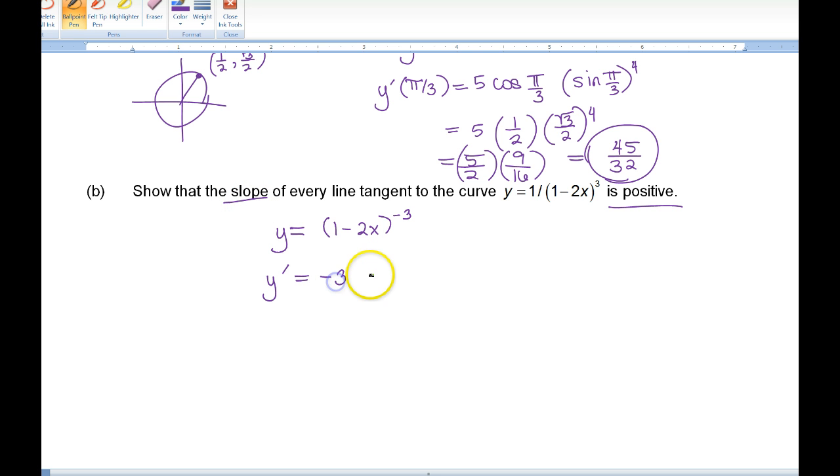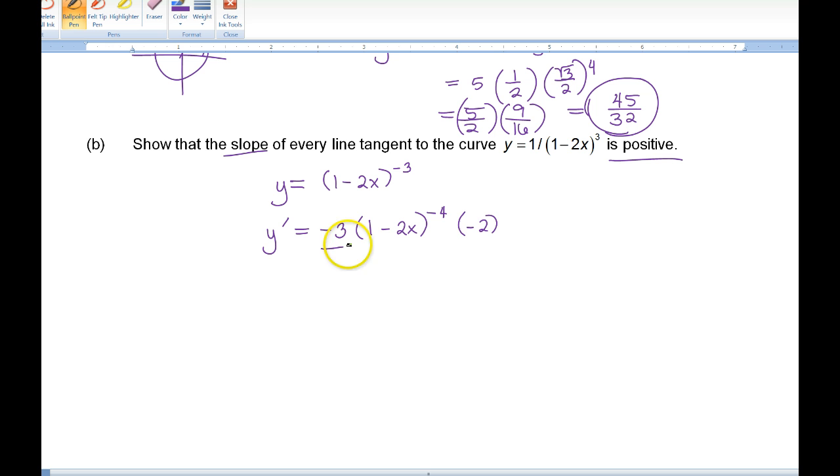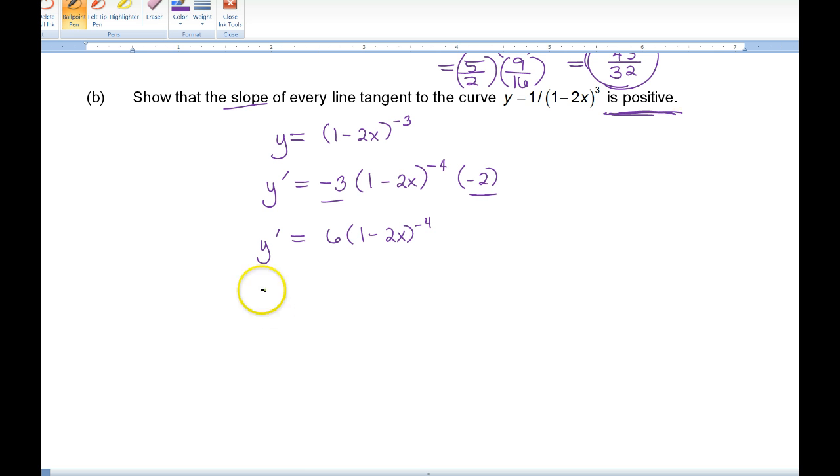So negative 3 moves to the front. 1 minus 2x. Take 1 away. So when I take 1 away, it becomes negative 4 times the derivative of the inside, which is negative 2. Okay, so I can multiply the negative 3 and negative 2. So that gives us 6. Right? Now I'm trying to show that it's positive, so I'm going to just rewrite this.